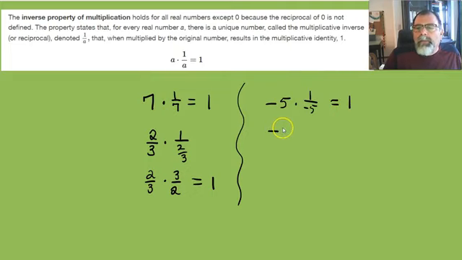Same thing, like negative 5/8, the reciprocal would be negative 8/5. So you get 40 over 40, and negative negative make positive, and then you get 1.